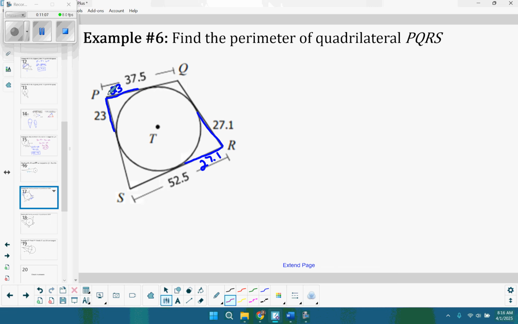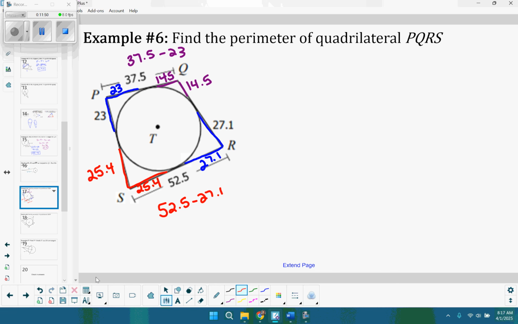What I can do is, if this whole side of PQ was 37.5, and I knew part of it was 23, if I subtract them, I get 14.5 for this little piece, which will match on the other side to be another 14.5. And the same thing on this side. If I took that 52.5 and took away the 27.1, I would get 25.4. So now these two should be the same, so that's another 25.4.